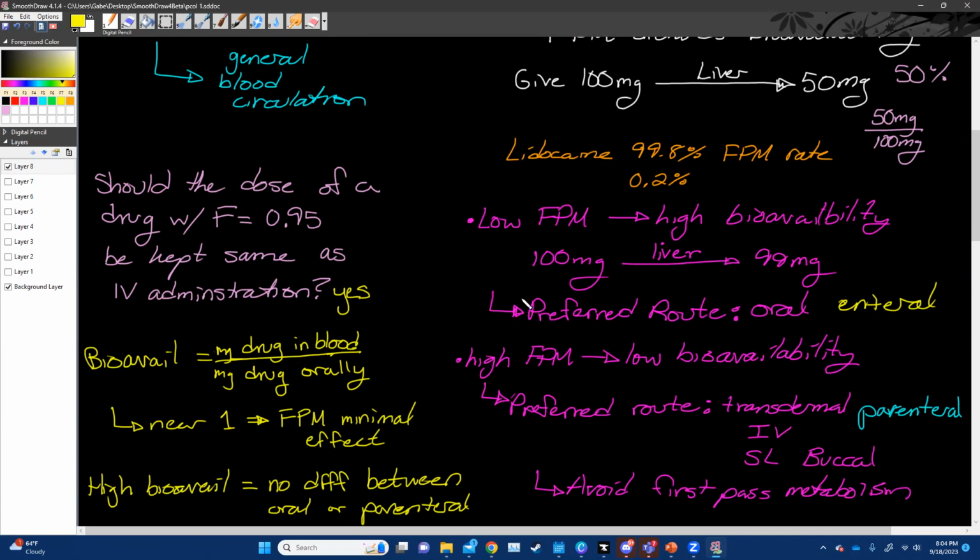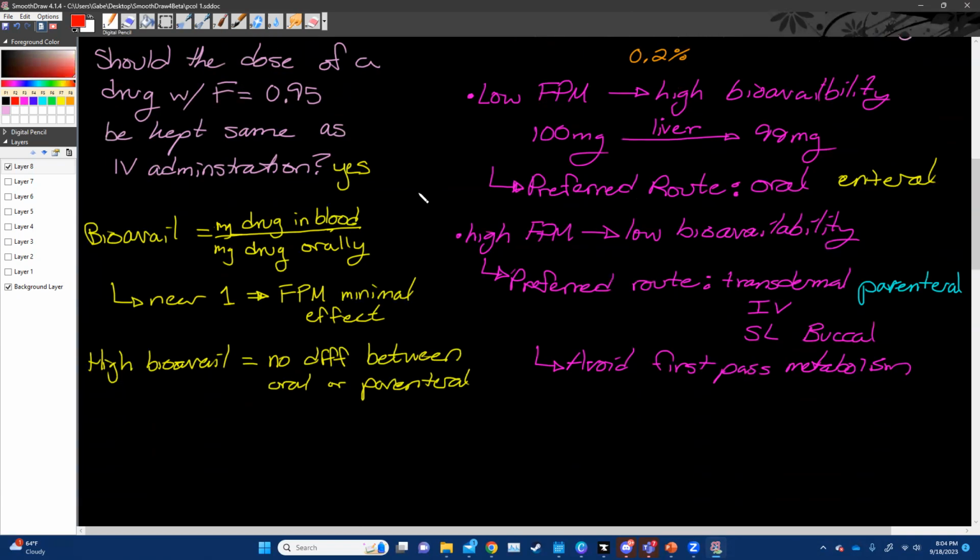Is there a general cutoff? It's different for every drug. But I would say if it's 95% or higher, he would give you a bioavailability of something. He would give you the opposite of this question, actually. Oh wait, should the dose of the drug be kept the same? Yes, the dose of the drug should be kept the same.